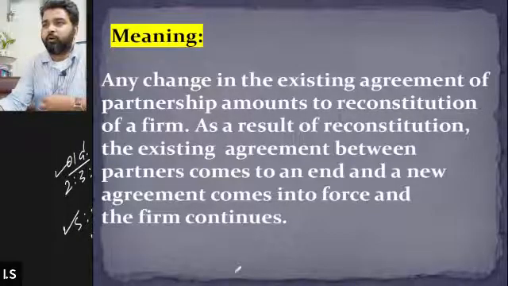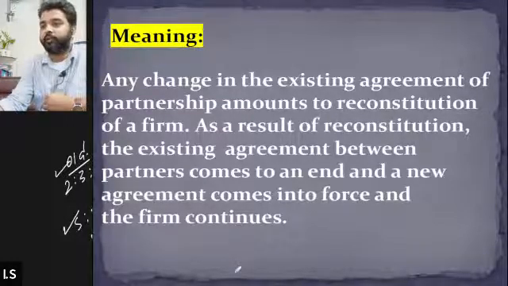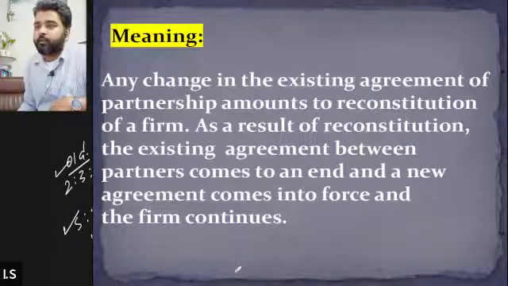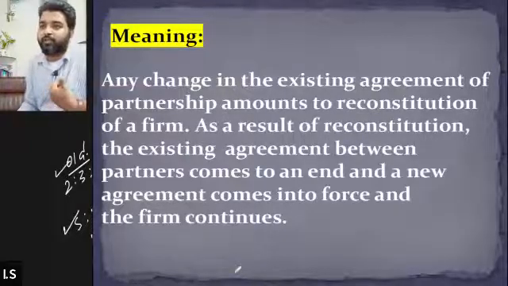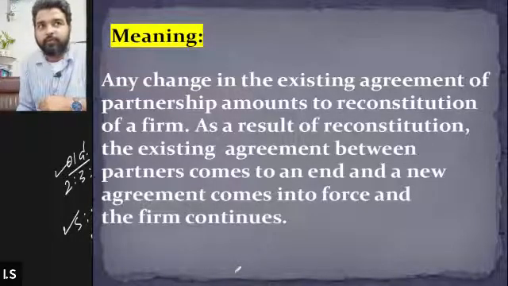As a result of reconstitution, the existing agreement between the partners comes to an end, and a new agreement comes into force, and the firm continues. All right, so I hope the meaning is clear to all of you. Change in existing agreement is called reconstitution. Due to reconstitution, the old agreement comes to an end, and the new agreement comes into force. All right, is this clear to all of you?